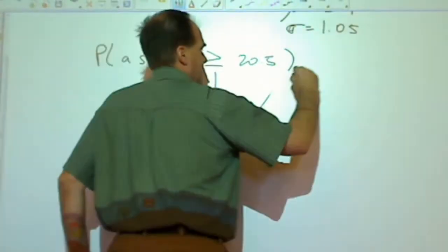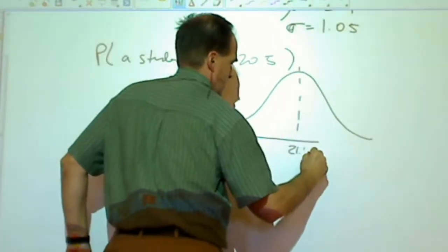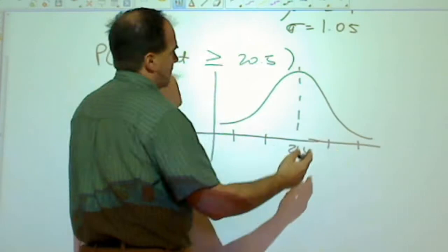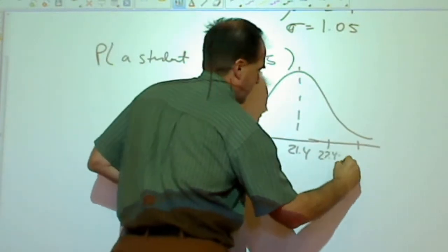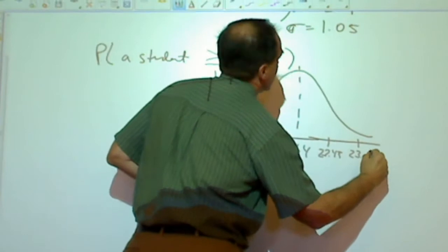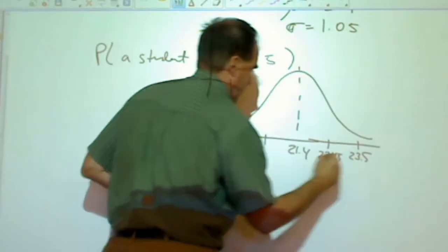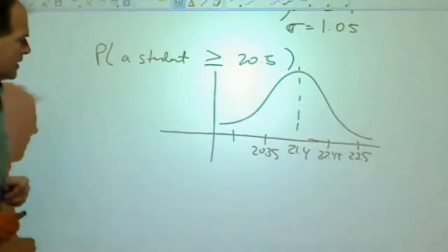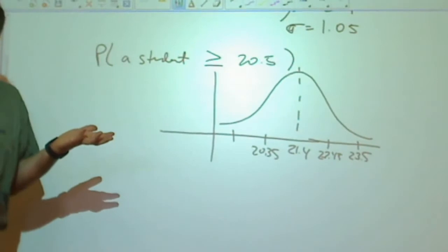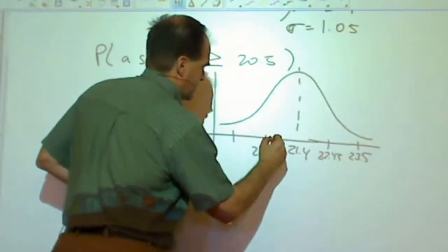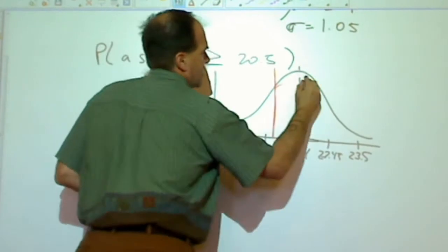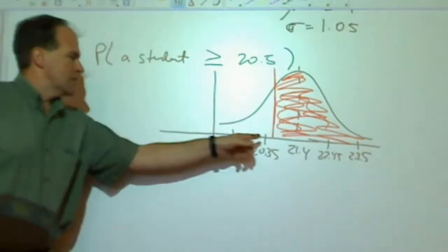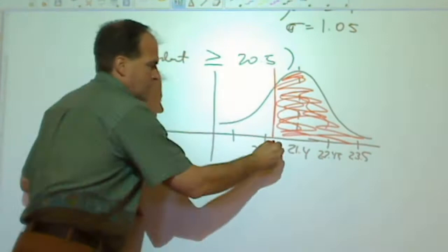Mean of 21.4, sigma of 1.05, so let's just do a couple, just to kind of get a rough axis. 22.45, 23.5, this would be 20.35, okay. And they wanted 20.5, right? 20.5 is right here. That or more, they want this. That's giving me the probability somebody scored 20.5 or above. Okay.